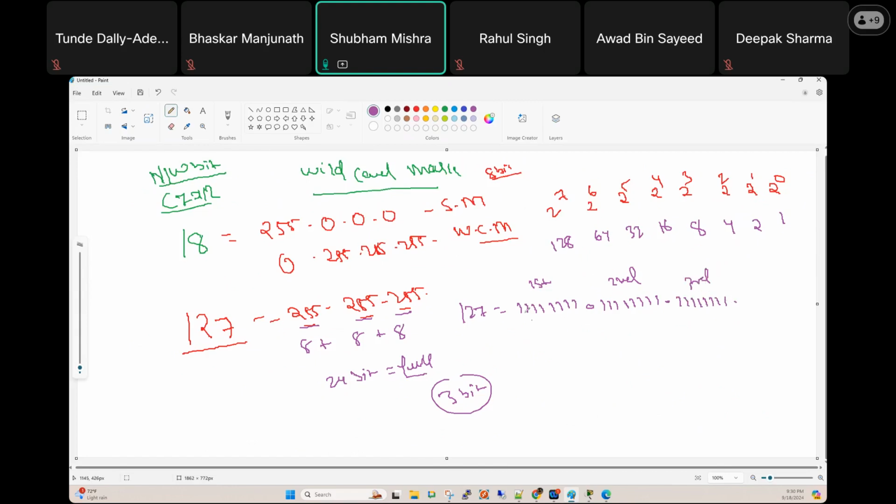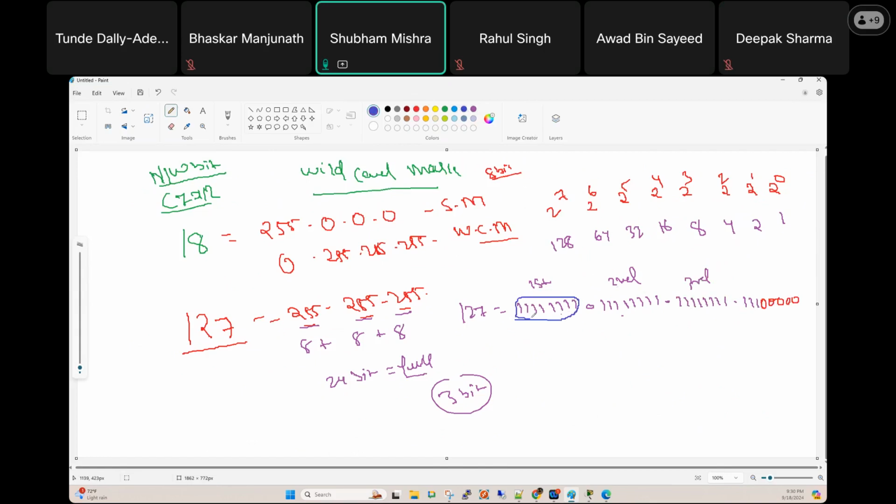It means how many bits have I written? 8, 16, 24. It means how many bits are left? 3 bits. 1, 2, 3. 27 bits are full. Yes or no? And the rest are 0. 1, 2, 3, 4, 5, 6, 7, 8. Done everyone? Yes or no? I hope you guys know these things.